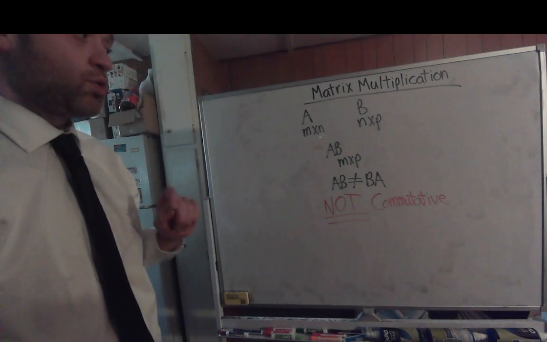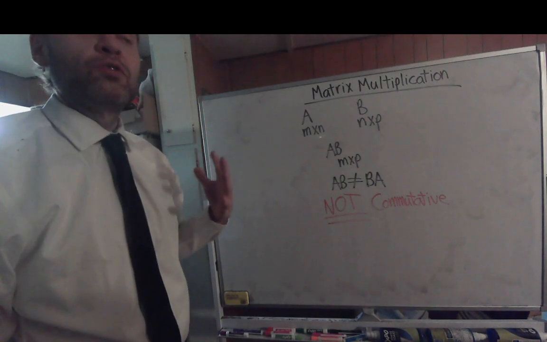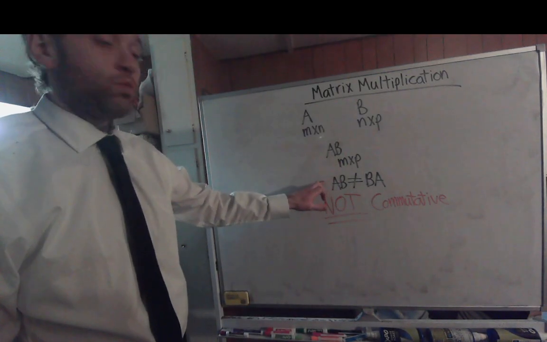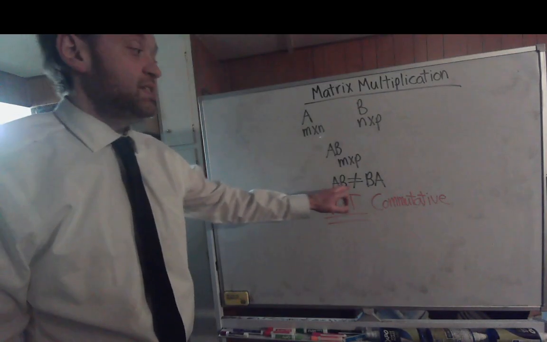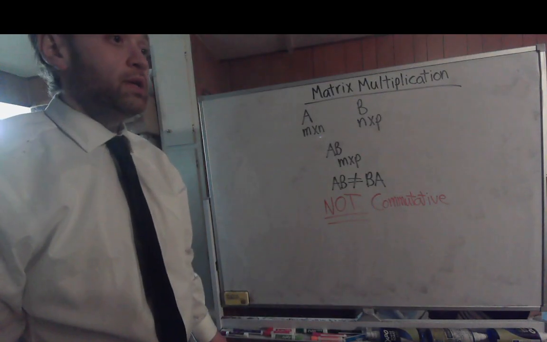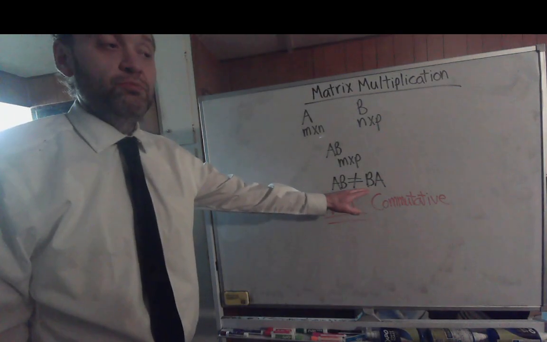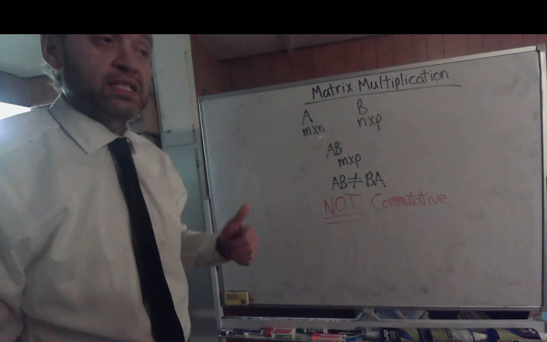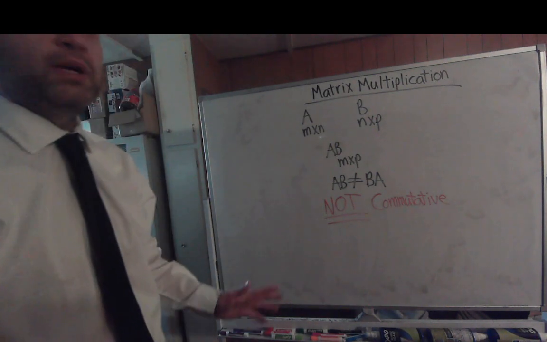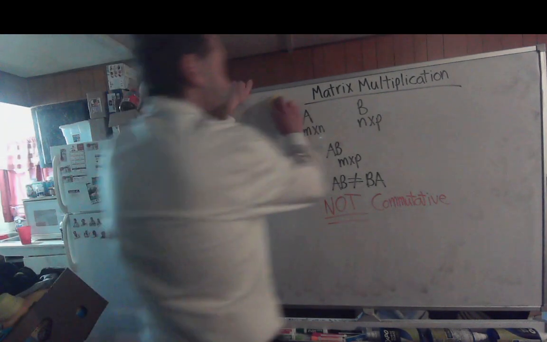It's also important to note that matrix multiplication, unlike regular multiplication, is not commutative. So in other words, matrix AB does not equal matrix BA. For one, you may be able to do AB, but it may not be possible to do BA, or even if it is possible to do BA, you're going to get a completely different result than matrix AB. So let's demonstrate here with some examples.